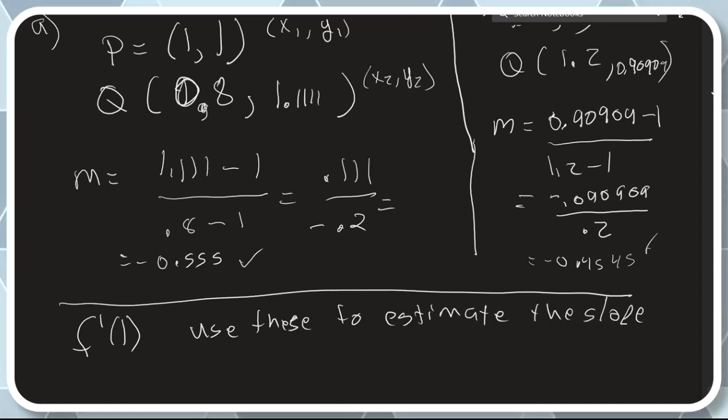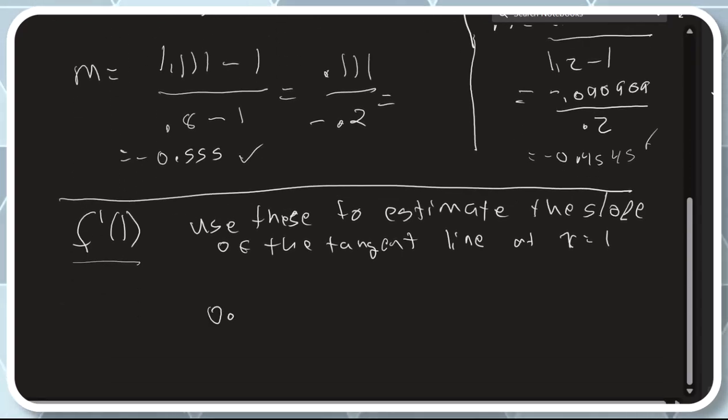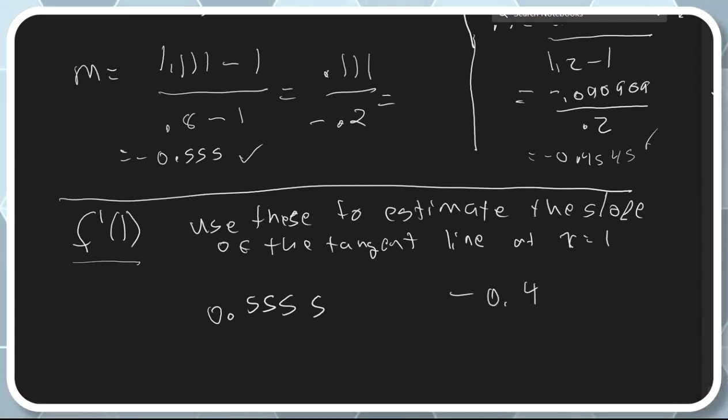the slope of the tangent line. Now what this notation is, that's the notation for the derivative, and the derivative is the slope of the tangent line. So f prime of 1 is asking you to estimate the slope of the tangent line at x equals 1. So on one side we have negative 0.5555, and on the other side we have negative 0.4545. I mean, these are both negative. So a good guess would be negative 0.5.